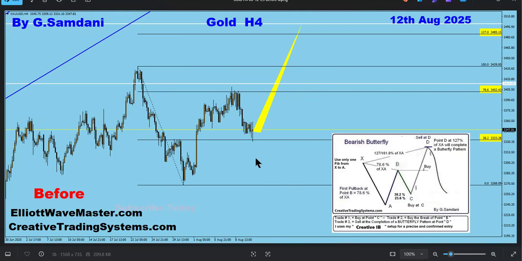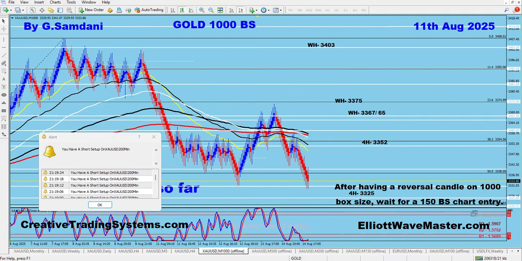My thing is that if it is going to bounce, then it has to give me a reversal candle and then my setup on the 150 box size chart on a Renko candle. So if I look at the Renko candle here, on the 1,000, it's making a double top, right? So the 38% line is this. It started to bounce, then it came back down.